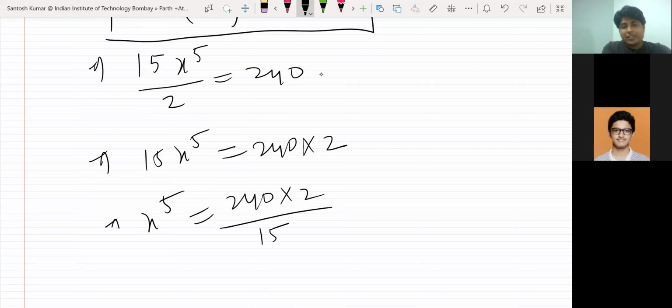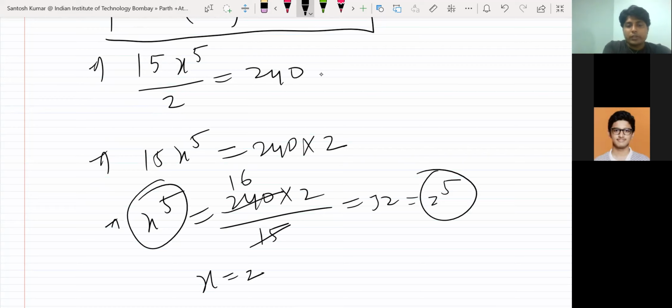So you can cancel it. 15 ones are 15, and 15 plus 9, 15 6s are 90. So 16 into 15 is 240. So you get 32. 32 is 2 raised to power 5. So x you get 2, because x raised to power 5 is 2 raised to power 5. So x is 2.